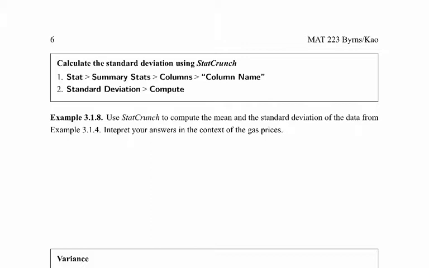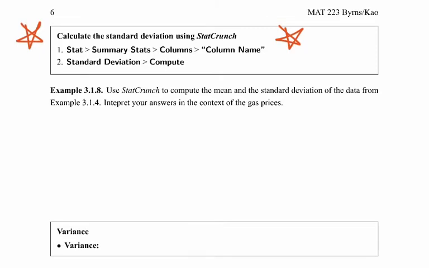So how do we calculate the standard deviation using StatCrunch? This is the way you're going to do it. I'm not going to ask you to calculate it by hand. We're going to go to that summary statistics menu again, select the column, select standard deviation, and then compute. So we're going to use StatCrunch to do this every time we need to compute a standard deviation. So it says use StatCrunch to compute the mean and standard deviation of the data from the example we had earlier, the one with the gas stations.